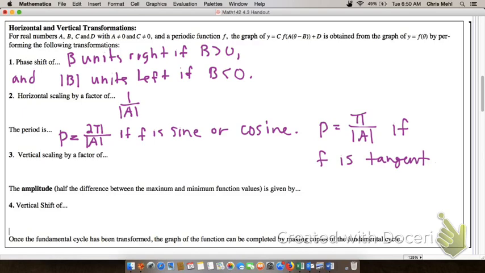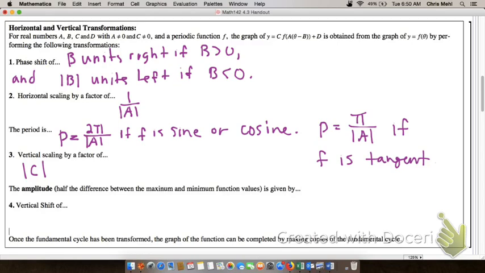There is also now going to be a vertical scaling by a factor of the absolute value of C. When the absolute value of C is greater than 1, it's a vertical stretch. When the absolute value of C is between 0 and 1, it's a compression. So you're going to want to make sure that you, again, review how transformations work. That can be found in section 1.5 in the textbook.